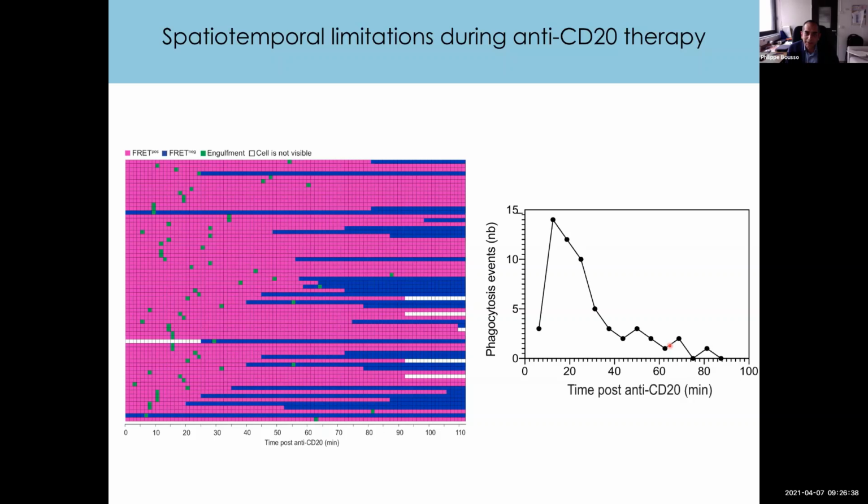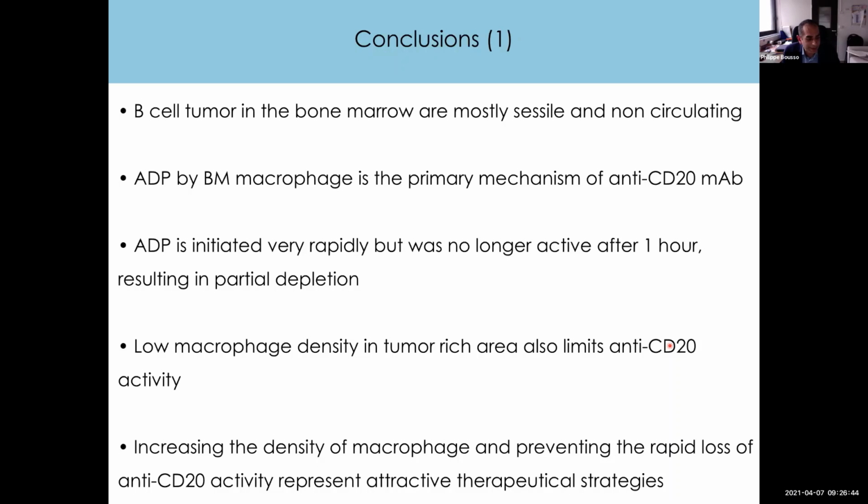So just to conclude on this first part, what I've shown you is that the B-cell tumors in the bone marrow are mostly sessile and non-circulating, so not eligible for depletion by the Kupffer cells. But there's a local mechanism, which is antibody-dependent phagocytosis by macrophages that reside in the bone marrow. That's the primary mechanism, at least in this mouse model. This is initiated extremely rapidly, but was no longer active after 1 hour. And that explains, we believe, the only partial depletion that is seen, and the low macrophage density is also a limiting factor. And so what we believe is that a strategy that will aim to increase the density of macrophages and to prevent this rapid loss of activity represents a really attractive therapeutic strategy to optimize this treatment.